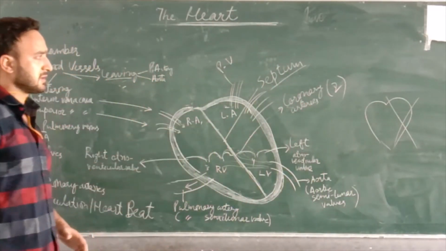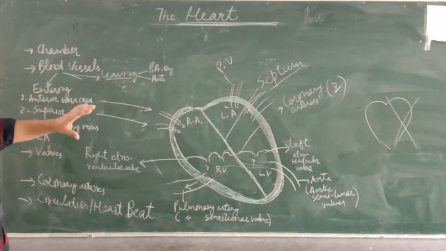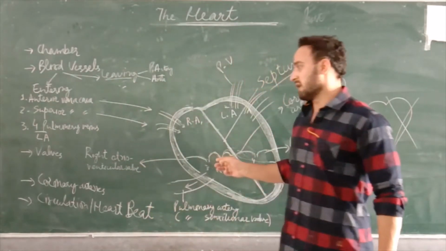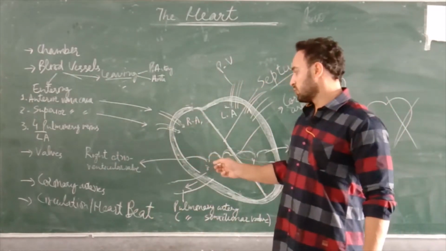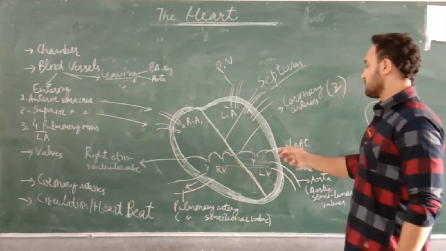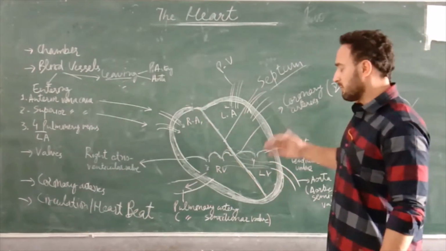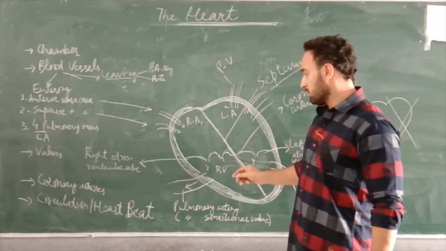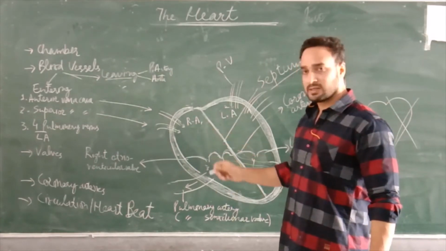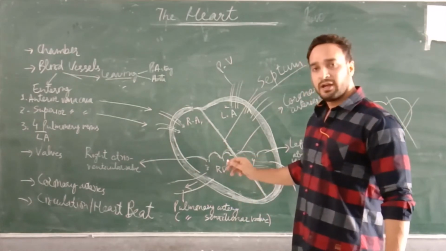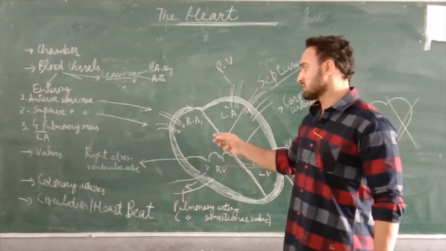So this is a general description of the structure of the heart and the blood vessels entering and leaving the heart. Then we discuss the tricuspid valve, that is the right atrioventricular valve, and the bicuspid valve, the left atrioventricular valve, which prevent the backflow of blood from the ventricles to the auricles. The blood always flows from the auricles to the ventricles. It never flows back from the ventricles to the auricles.